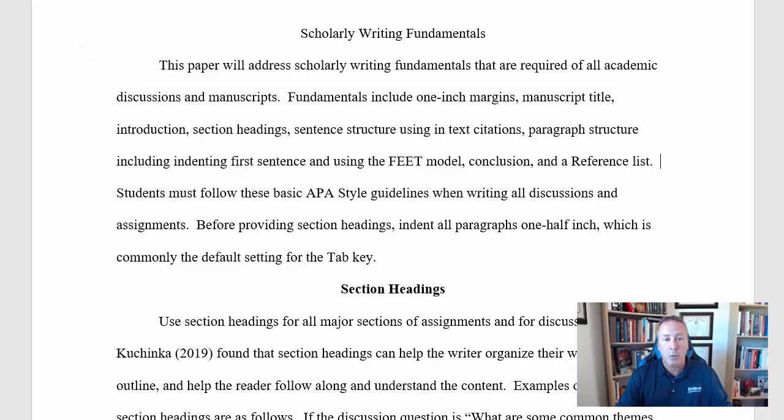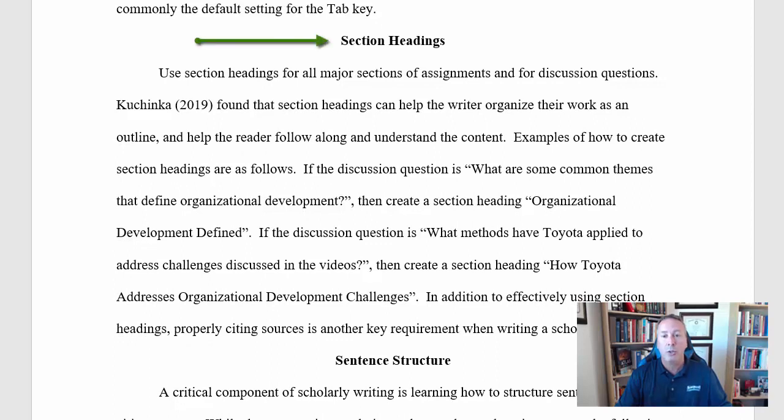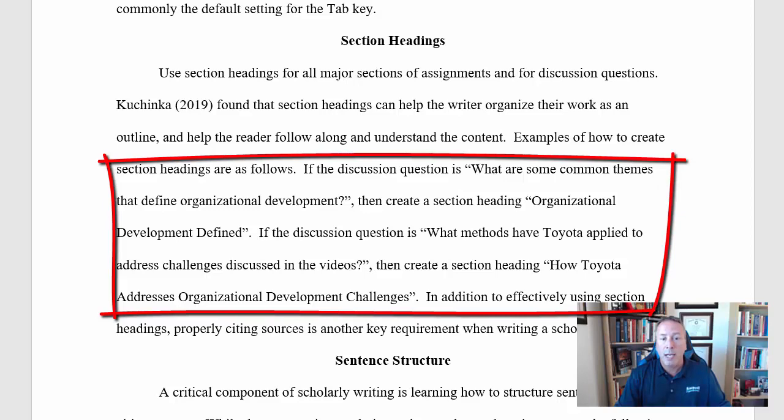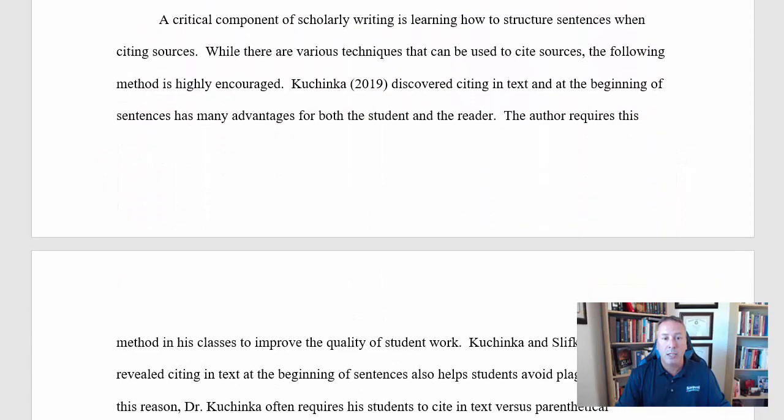Section headings. Here's something that is really easy to apply, and many students fail to do so. A section heading helps you as the writer organize your work. It helps you basically make an outline, and it helps you understand what you're going to have in that section, so you can better organize the information as you're writing your document. It also helps the reader follow along, which is very critical, especially for students who want to get a good grade, since the reader is many times the professor. In this example, you can see where I've taken discussion questions and created section headings for you as some examples.